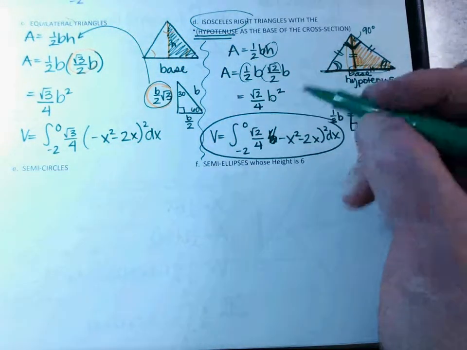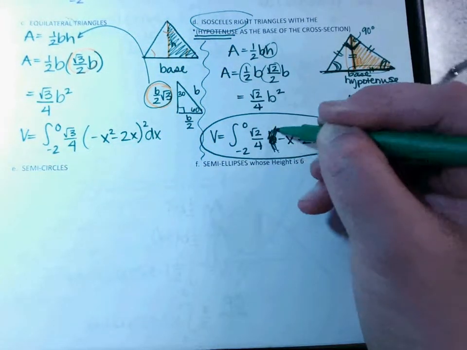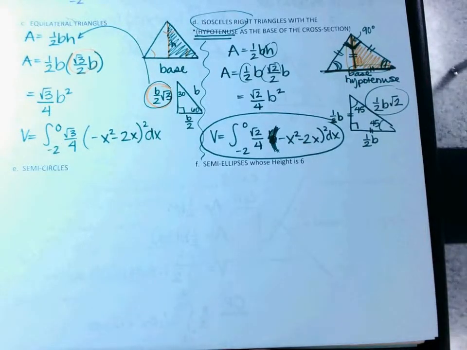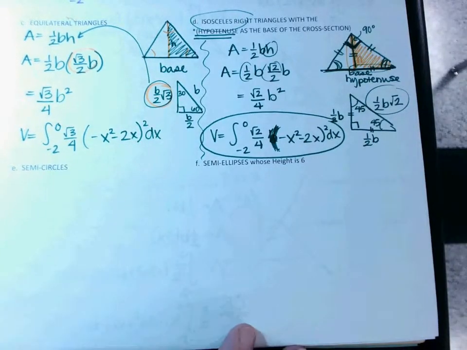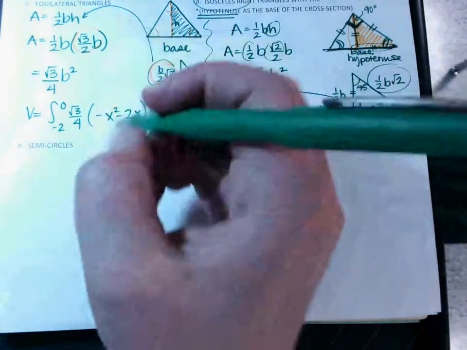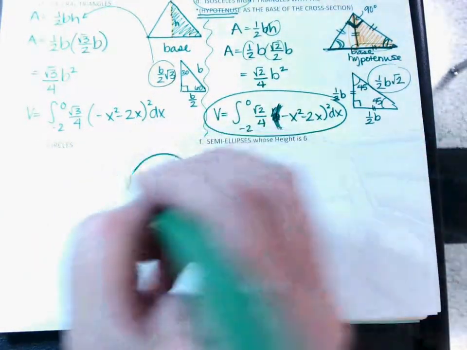Okay, this is a parentheses pretend. All right, next one is a semicircle. Okay, so a semicircle is going to be like this.